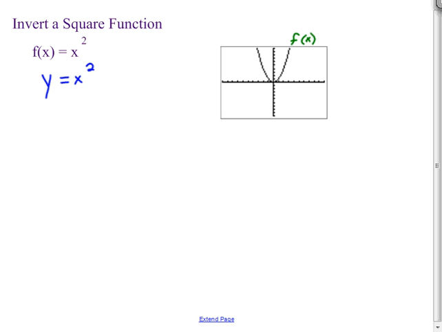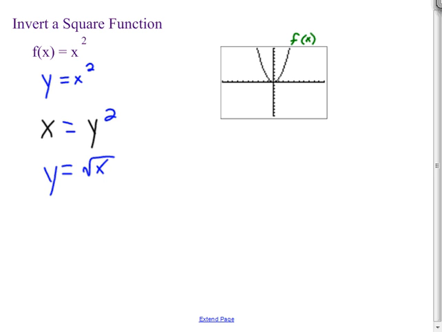Now I'm going to do the inverse. So I first rewrote it with y equals. I interchanged those two variables. X is what your y was. Y is what your x was. Now I have to solve for y. So what do I do to both sides? Square root. So y equals the square root of x.